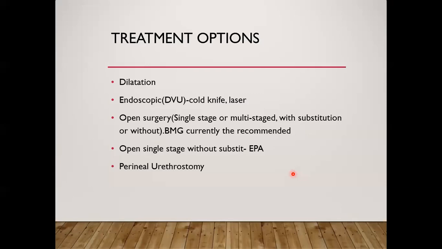But that is to say that if the stricture is, for example, in the penile urethra and is incomplete, you can still do DVU. Similarly, if the stricture is 4 centimeters and incomplete, you can still do DVU. Basically, DVU is an option as long as the stricture is incomplete. But the best cure rates are obtained when the stricture is short, 1.5 centimeters or less, is in the bulbous urethra and has little spongiofibrosis. So that is about the endoscopic treatment.